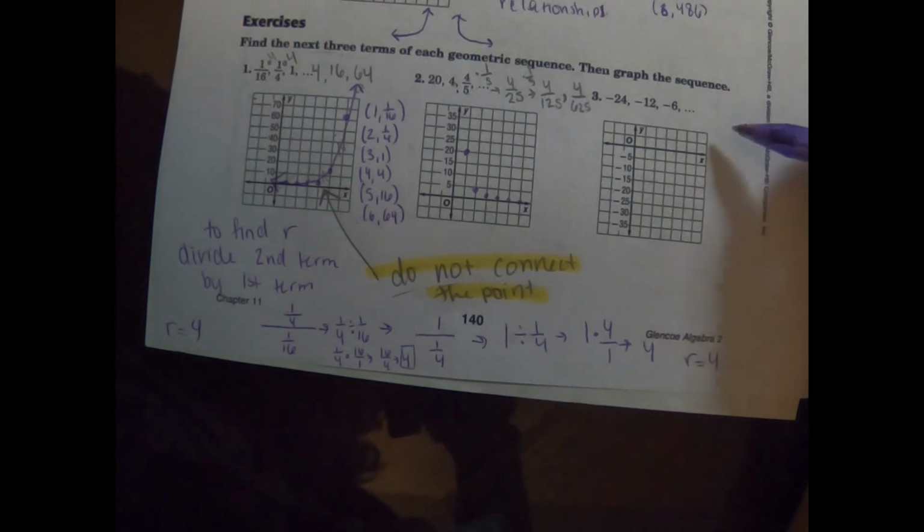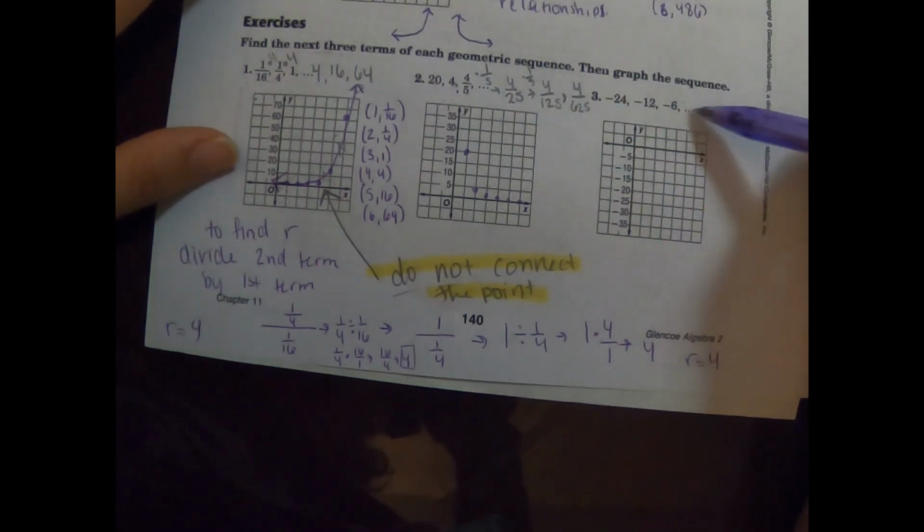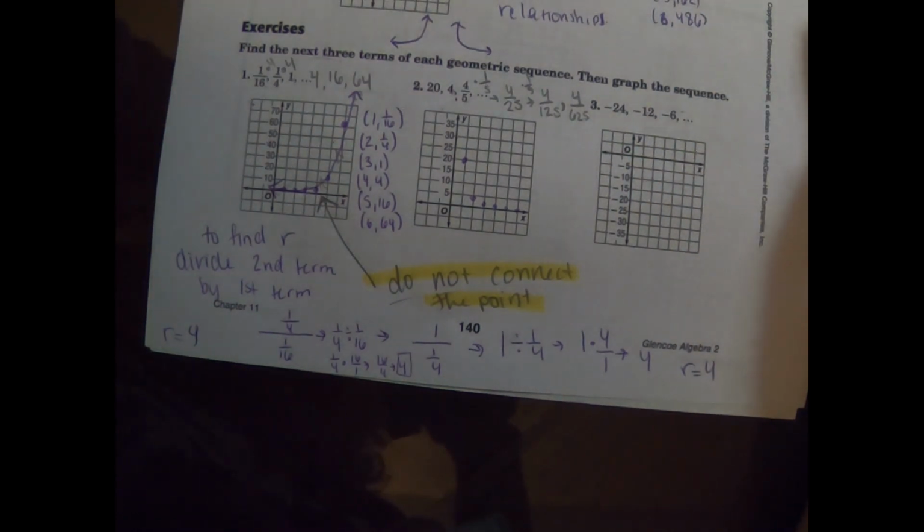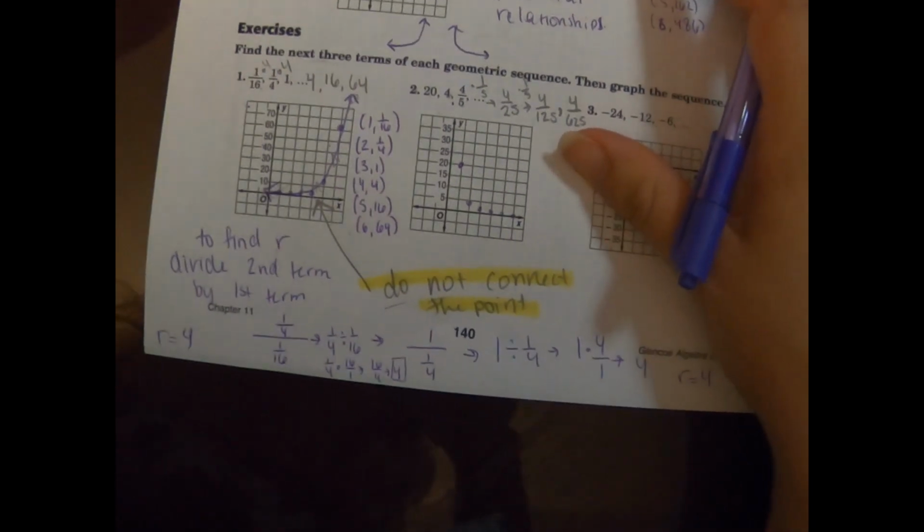All right, I'm going to leave this third one to you. Notice all the values are negative. They're going to stay negative. Find the common ratio. Looks like it's a fraction. And let me know if you have any questions.